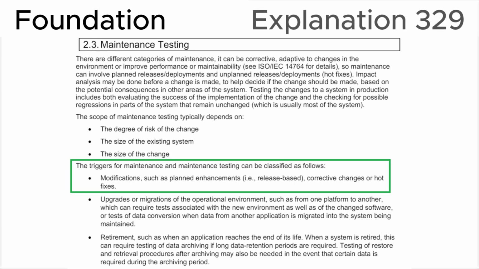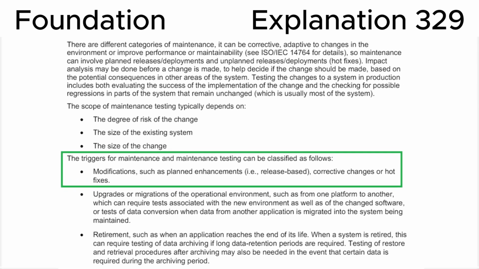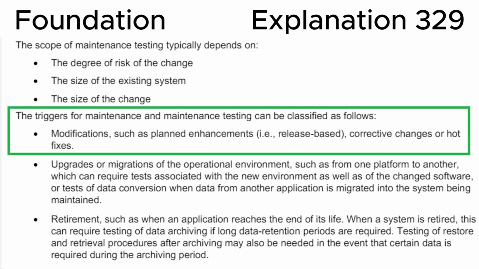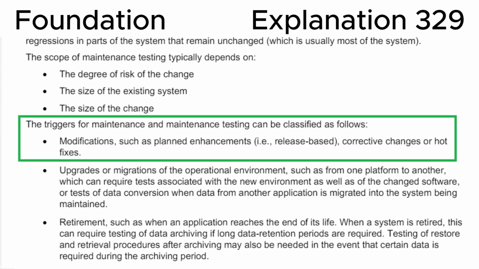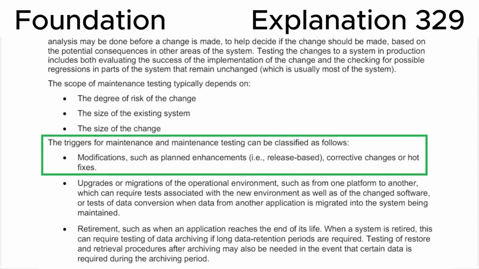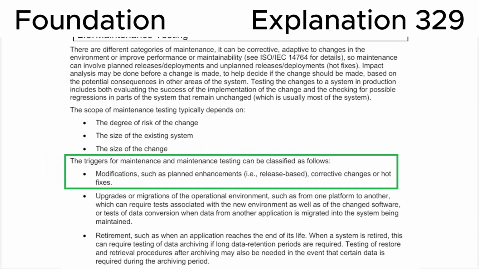Explanation. Finally, let's look at section 2.3, maintenance testing, in the ISTQB syllabus, where we can see that the triggers for maintenance and maintenance testing can be classified as follows: modifications, such as planned enhancements, i.e. release-based, corrective changes or hot fixes. Information in this section is consistent with the correct answer B.